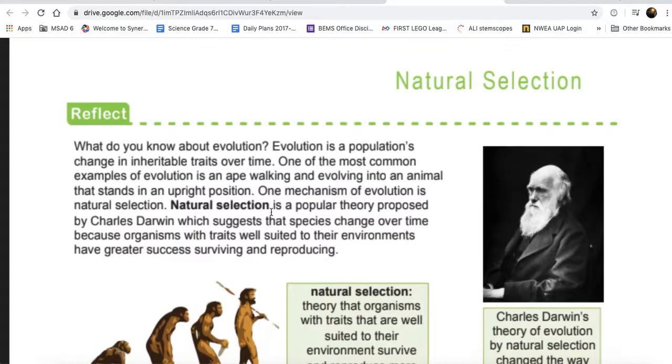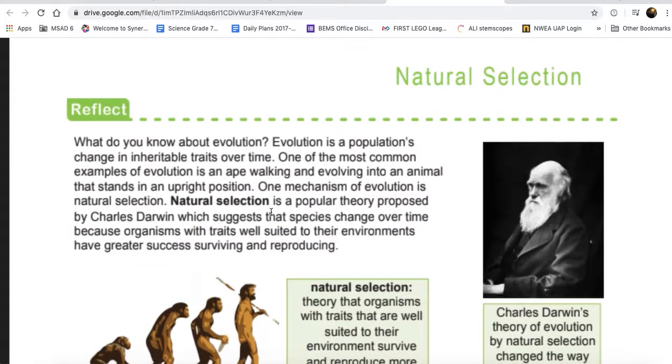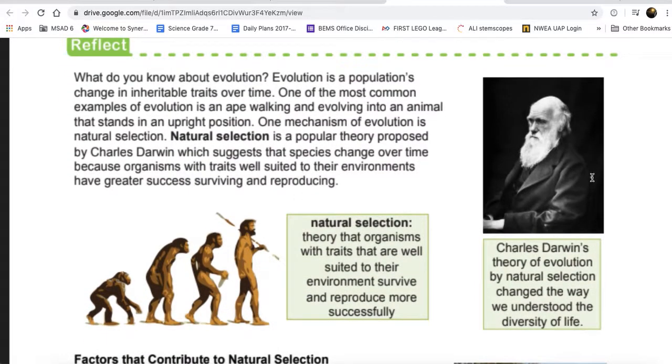Natural selection is a popular theory proposed by Charles Darwin, which suggests that species change over time because organisms with traits well suited to their environment have greater success in surviving and reproducing. Over here, a picture of Charles Darwin. His theory of evolution by natural selection changed the way we understood the diversity of life. Natural selection theory: organisms with traits that are well suited to their environment survive and reproduce more successfully.